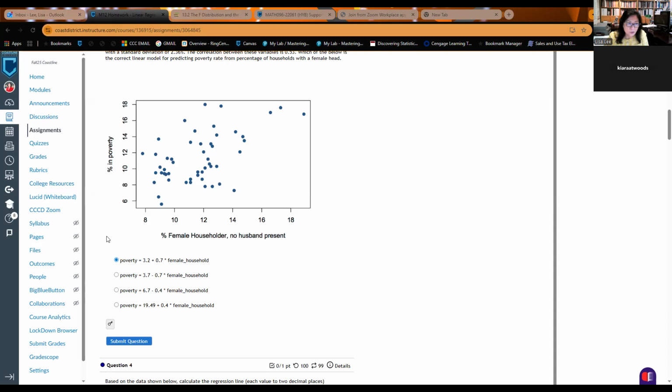No, the line should go below the 6 or close to 6 here, then go up like this to cover the right side. So the only choice is number 1. This is just testing your concept about the slope and the y-intercept.